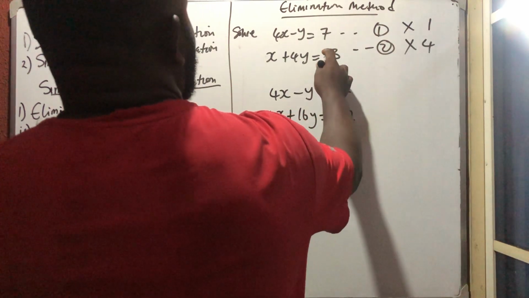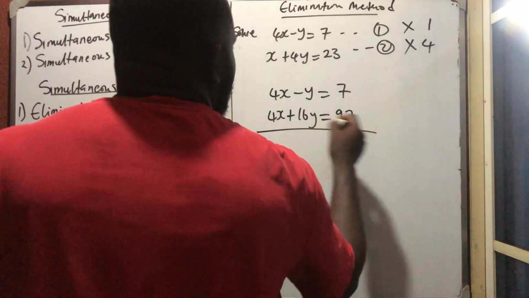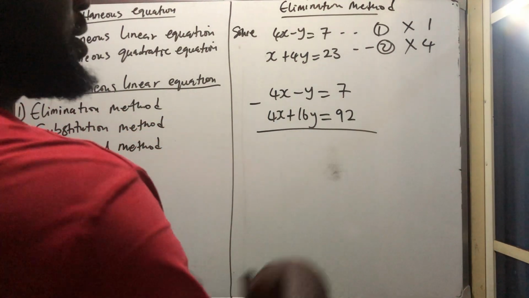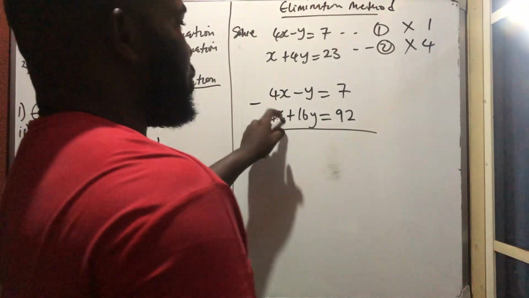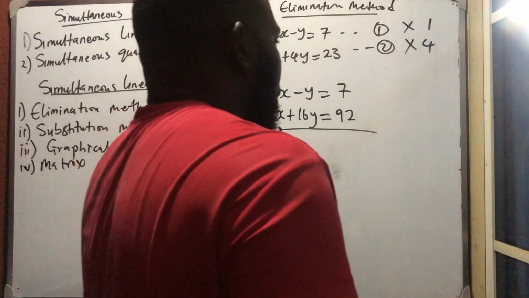4 times 2, 8 plus 1, 9, 92. Now the next thing you will do. Immediately they are equal, the next thing you are doing is what? To subtract. Once you subtract, they will eliminate. 4s minus 4s, 0. Please don't forget that this minus is for all the people down.